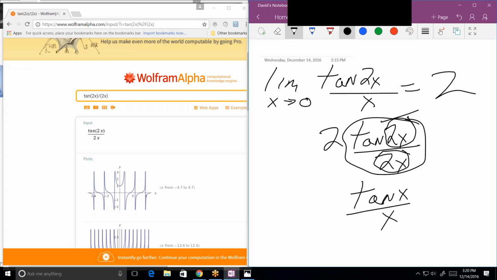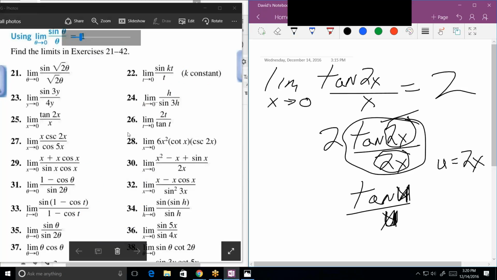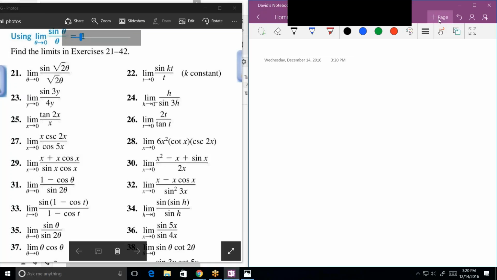And you can think of it as substitution. Let's let u equal 2x. Well, now this becomes the tan of u over u. Well, that's the same as the tan of x over x. So this limit has to be 1. So the tan of 2x over 2x has to be 1. Important concept on all of these problems, because that concept is going to apply to virtually every problem we see here. So it's very important to understand it.